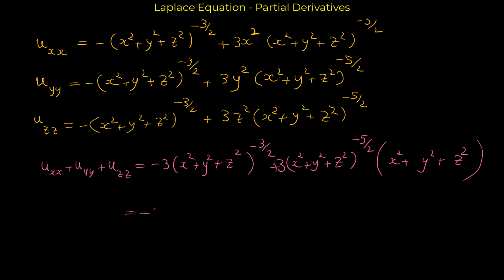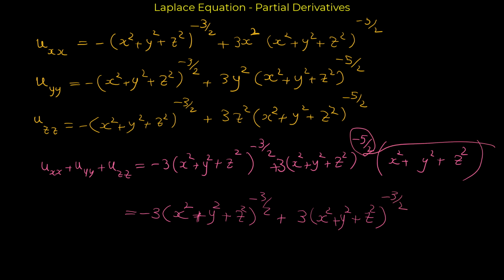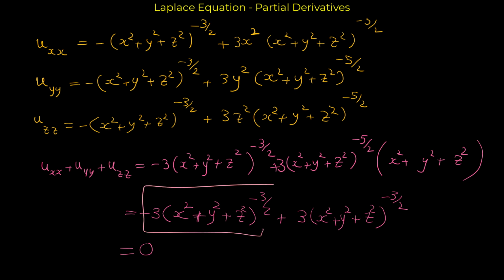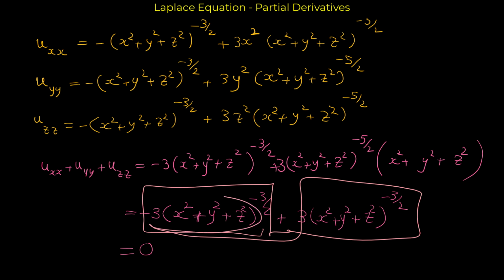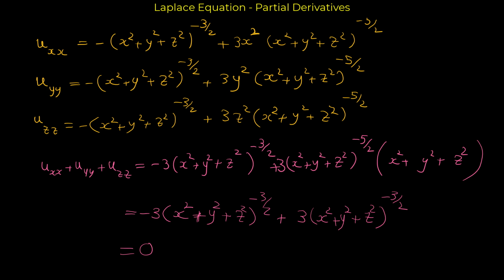So let me rewrite the first term: negative 3 times (x^2 plus y^2 plus z^2) to the power of negative 3 over 2 plus 3 times (x^2 plus y^2 plus z^2) to the power of again negative 3 over 2. We added this power to this and we got that. And it is obviously 0. The sum is 0 because this term here is the negative of this term. Negative 3 times this plus 3 times that would be 0. And this is the solution of this complicated question.